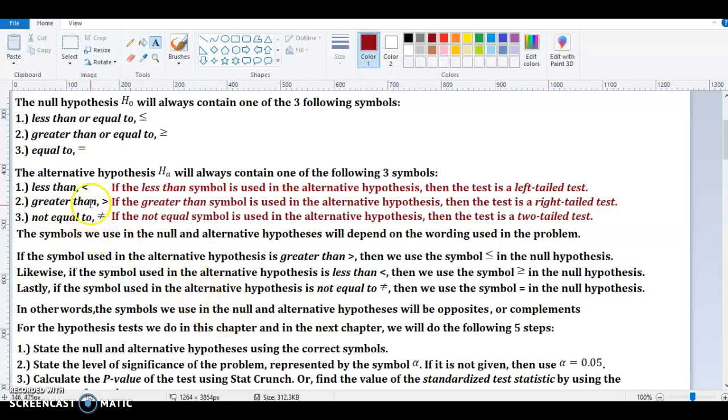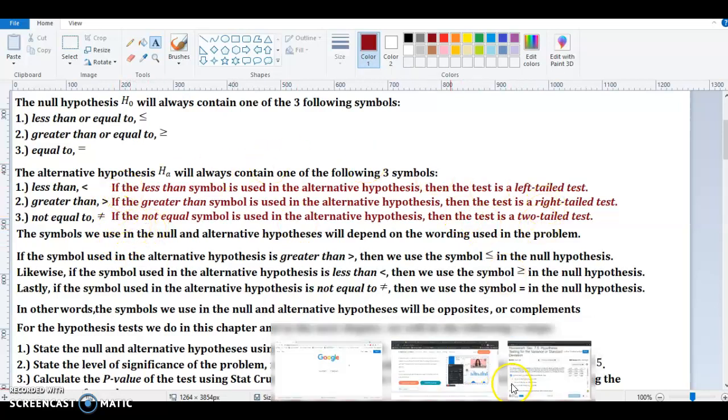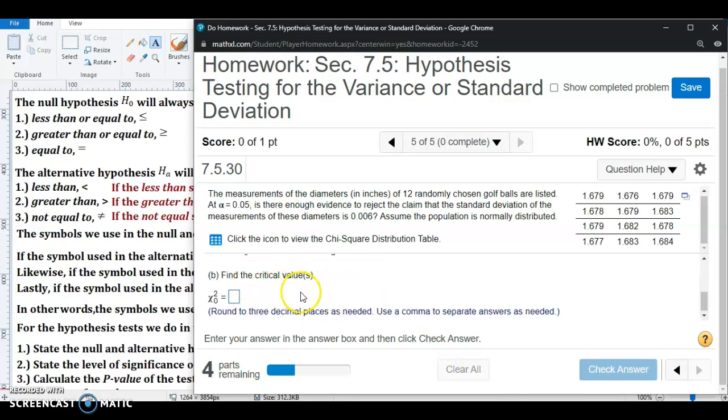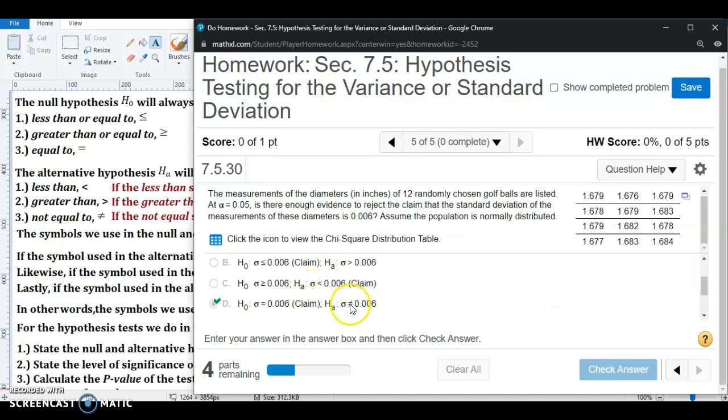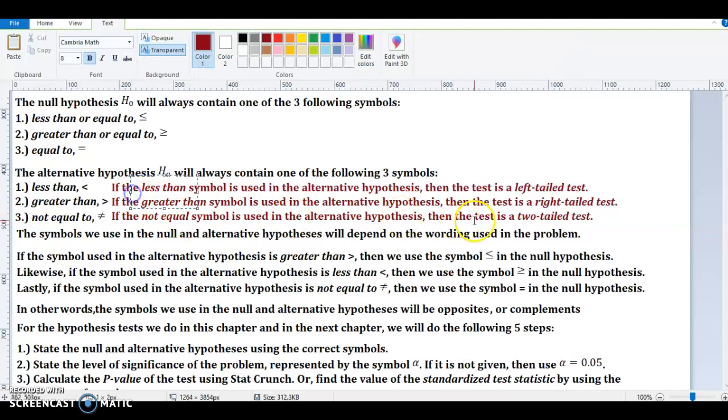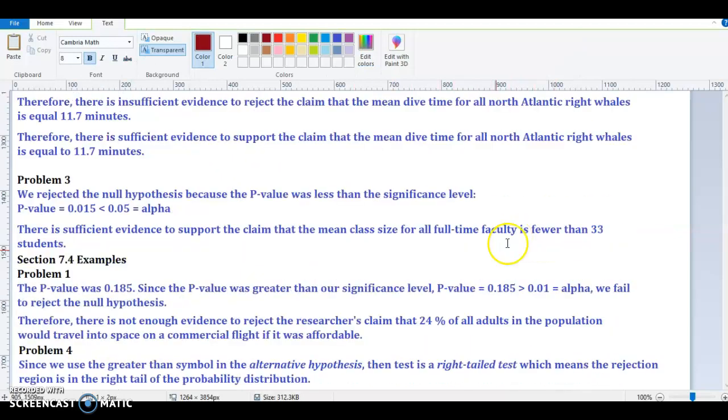Okay, so if the less than symbol is used in the alternative hypothesis, then the test is considered a left-tail test. If the greater than symbol is used in the alternative hypothesis, then the test is a right-tail test. And likewise, if the not equal to symbol is used in the alternative hypothesis, then it's a two-tailed test. And you really only need to worry about this if you see a problem like what we're doing now, where it asks you to find the critical values. Okay, so the not equal to symbol is present in the alternative hypothesis, so this is clearly a two-tailed test.